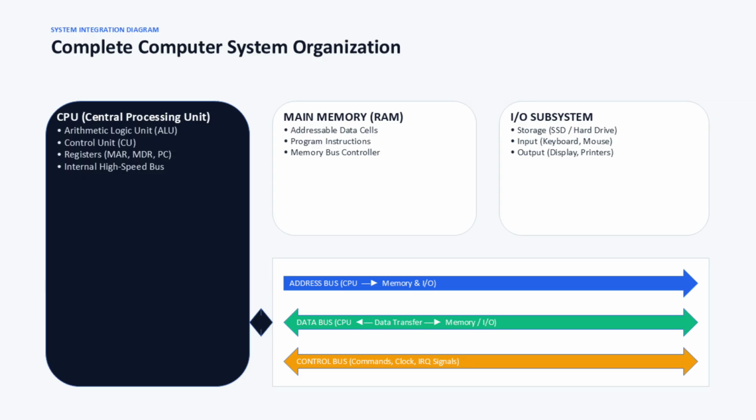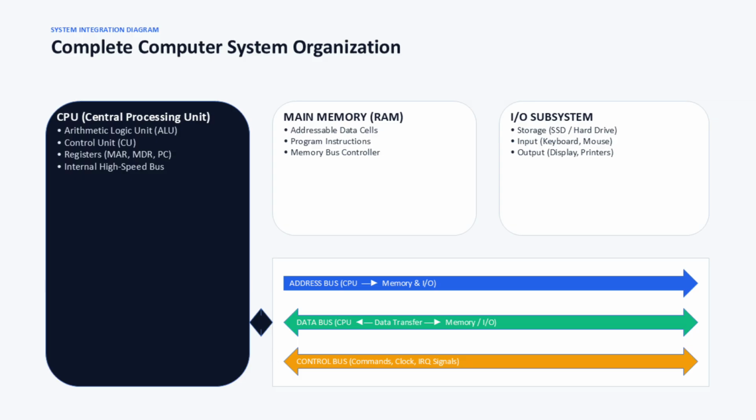Now, let's move to the second section, the main memory, or RAM. RAM stores the programs and data that the CPU is currently using. It consists of addressable data cells, meaning every storage location has its own unique address. This is exactly why the address bus is so important. The CPU can access any memory location because each one has its own unique address. The slide also shows a memory bus controller. You can think of it as a manager that helps coordinate communication between the CPU and memory.